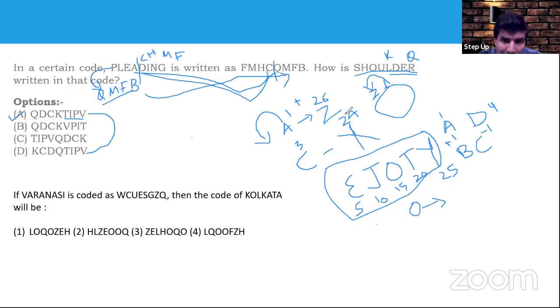Sorry, 20. What mistake am I doing? Let me just check. Okay, A is becoming Z, so B would become Y, right? C would become X, correct? C is 3, so this would become X. Yeah, this is correct, right? X is 24. Yeah, that's correct.